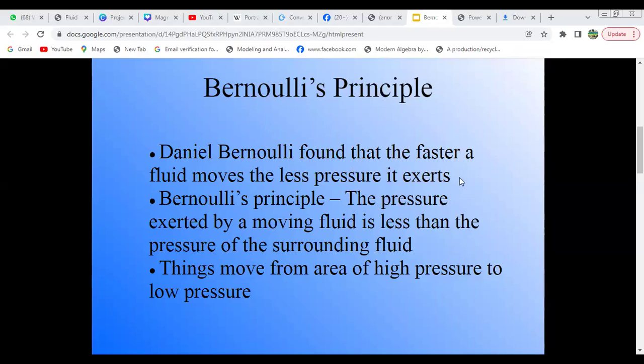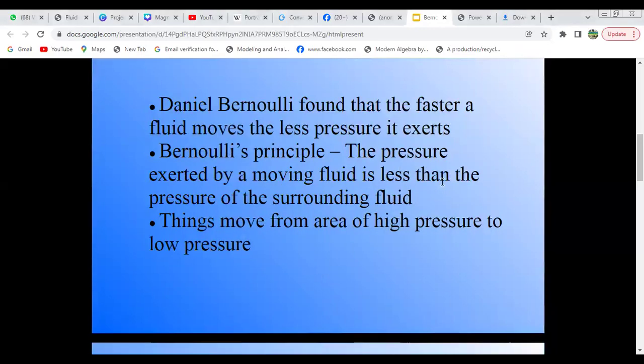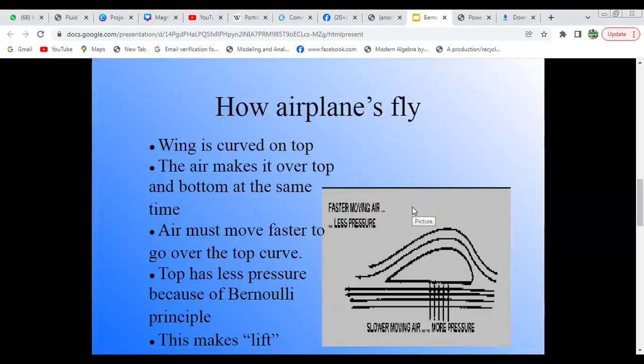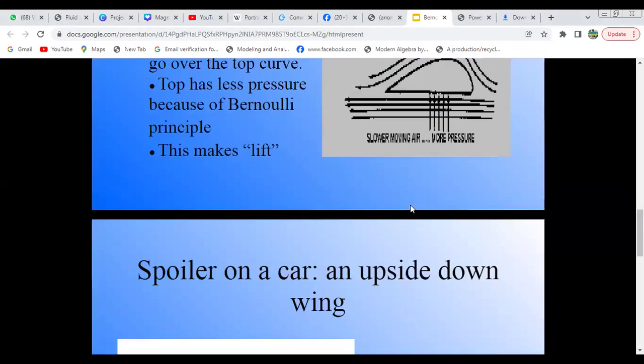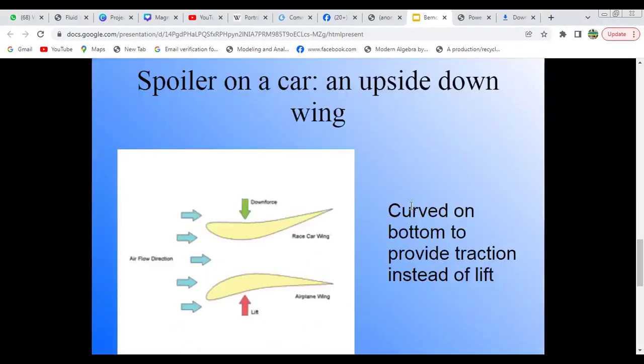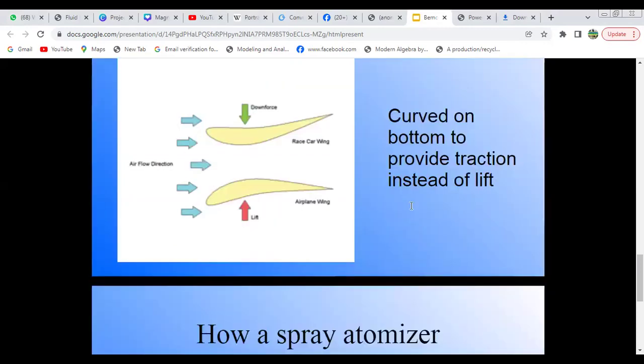So, Bernoulli's principle. Daniel Bernoulli found that the faster a fluid moves, the less pressure it exerts. So Bernoulli's principle means the pressure exerted by a moving fluid is less than the pressure of the surrounding fluid. Things move from areas of high pressure to low pressure. This is the main application, how an airplane flies, which we have discussed briefly here. And this is an application of Bernoulli's principle. This is another application, a spoiler on a car and an upside down wing. Okay, we have discussed this example.